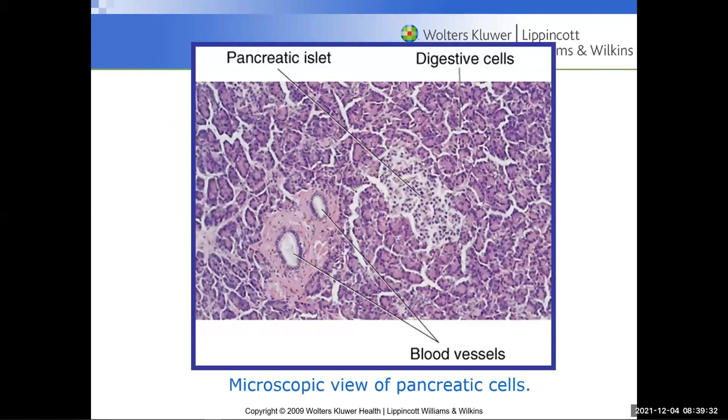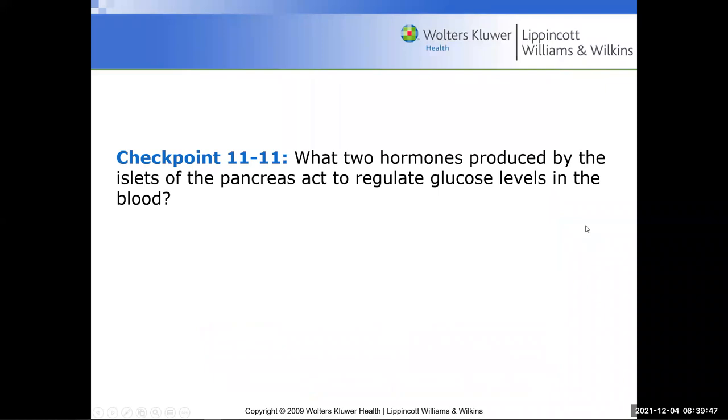So this is just a microscopic slide, showing a section through the pancreas itself. And this is just the islet shown here and the blood vessels in the section through the pancreas.